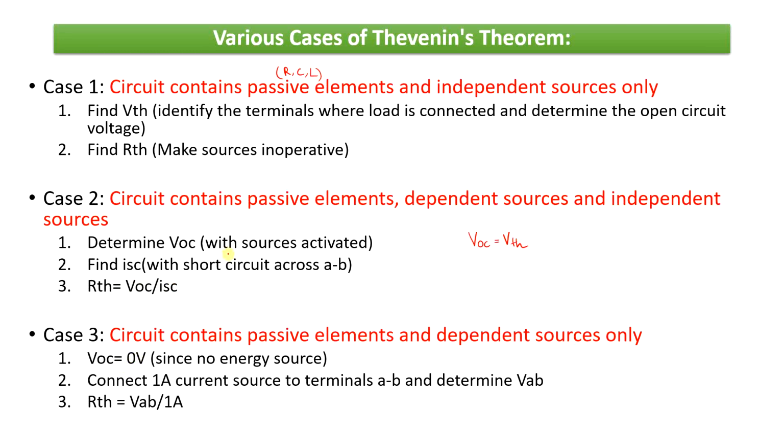So in the case where you have passive elements, dependent sources and independent sources, compute the Thevenin voltage first. After that, determine the ISC value, that is the short circuit current value, and then compute R Thevenin as the ratio of Thevenin voltage to the short circuit current. Let us solve this and better understand with an example.